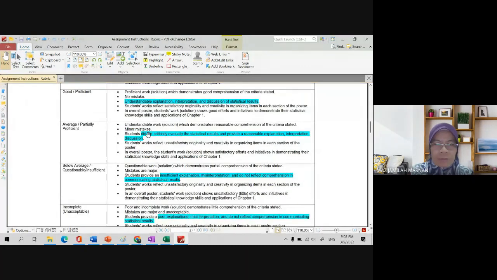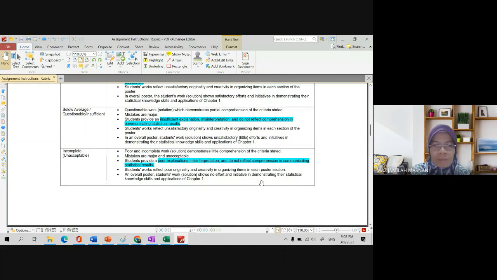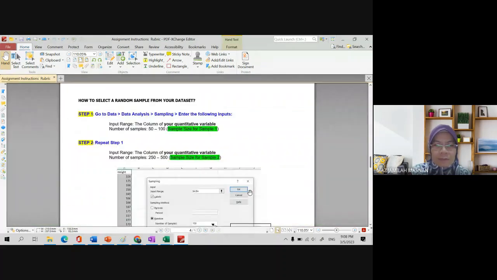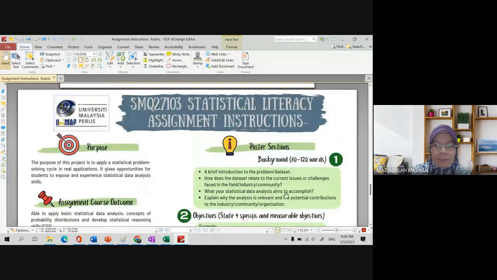So these are all the criteria of your assignment that you have to demonstrate. In order for you to get the exemplary or excellent, you have to have these criteria. Or if you do it last minute and you don't even think about the things that you wrote down for your report, you might fall in this category, incomplete or unacceptable. It means that you have poor or incomplete work, demonstrating little comprehension of the criteria stated. Which criteria? All are listed. Okay, if you look here, all are here at the right hand side.